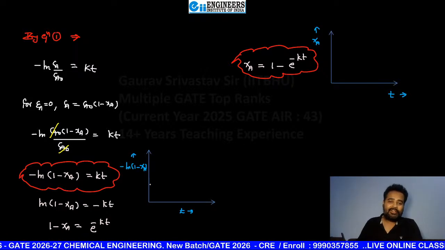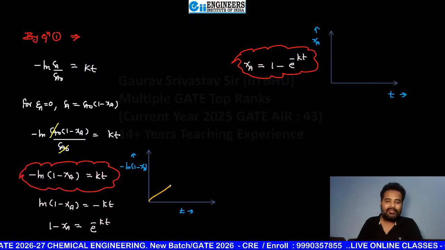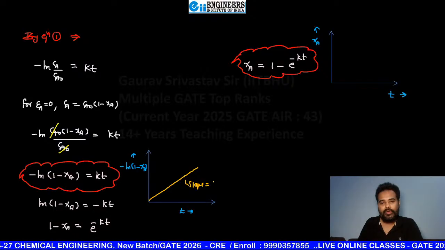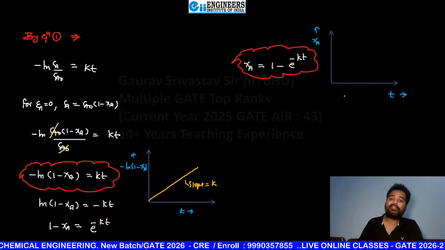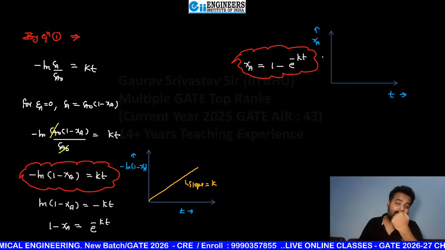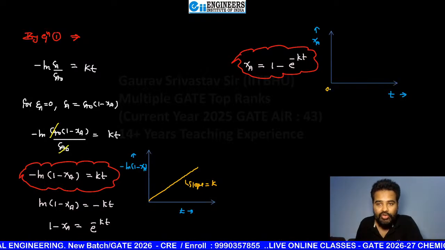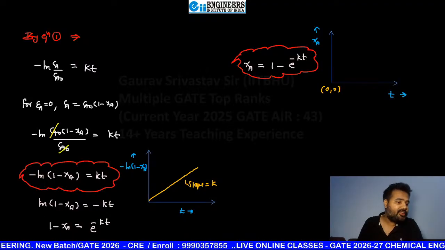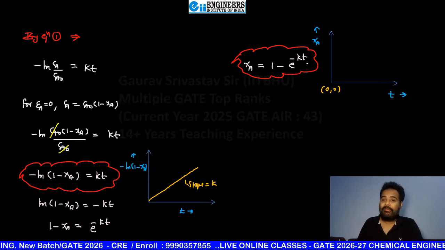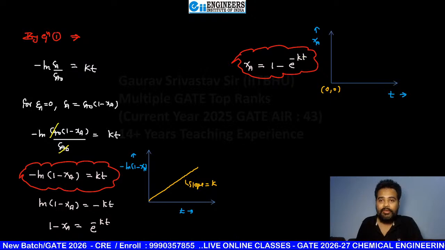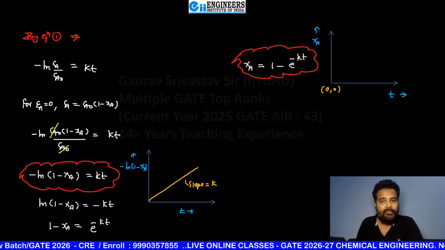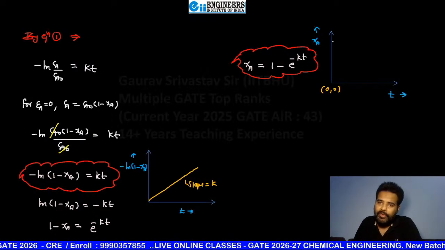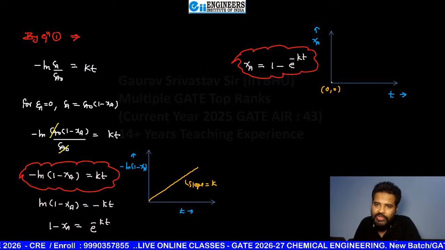Very good. So this one is very easy, just a linear line with slope equal to k, y is equal to mx. But here, suppose this is your 0 0, beta. Okay, now just focus here. Very good. So when time t is equal to 0, e raised to power 0 will be 1. So 1 minus 1 will be 0. Conversion is 0. Absolutely correct. So the graph is not going to start from here. It is going to start from 0.